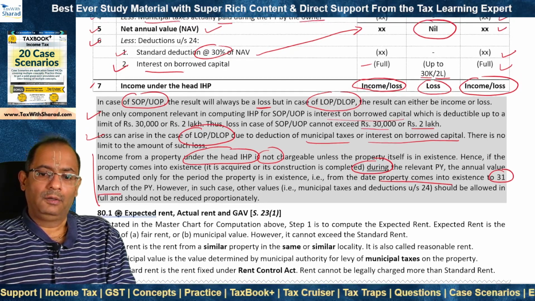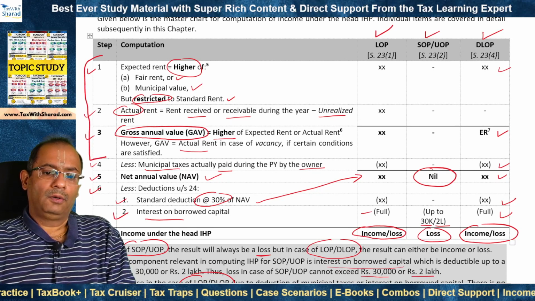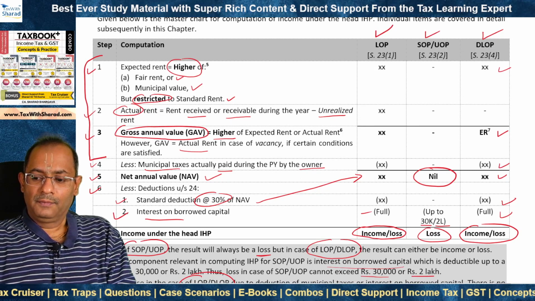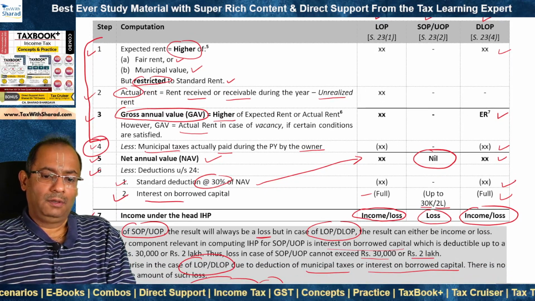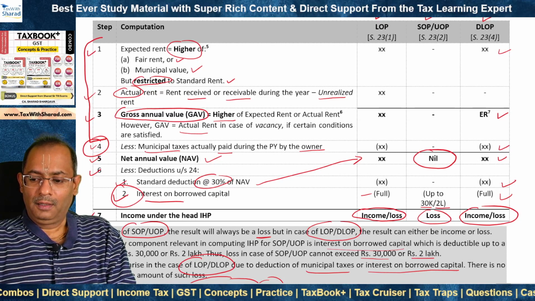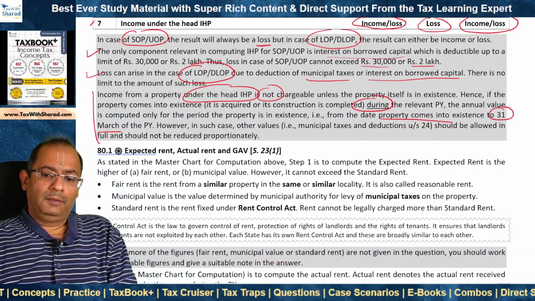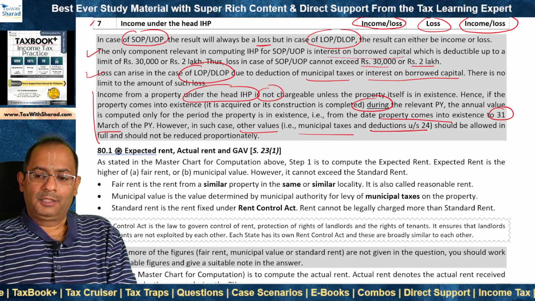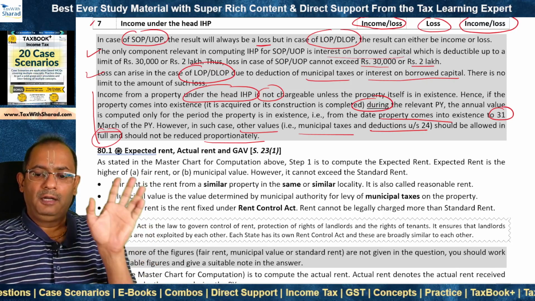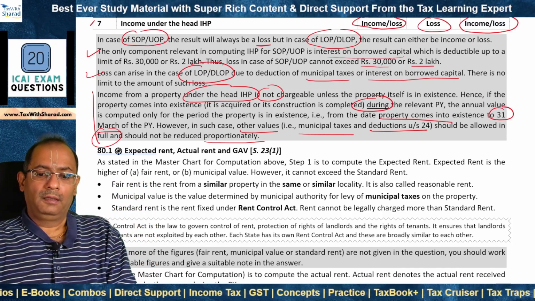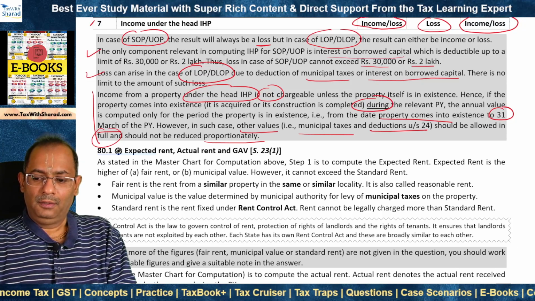So we are talking about annual value, this particular component. This is computed proportionately, but as far as the other elements are concerned, that is municipal taxes or deduction on account of interest on borrowed capital, it is not allowed proportionately, it is allowed in full. Therefore, the other values, that is municipal taxes and deductions under section 24, should be allowed in full and should not be reduced proportionately. There is a separate video that I have created for computing income from house property in this situation, and for a detailed example and illustration you can look at that video.